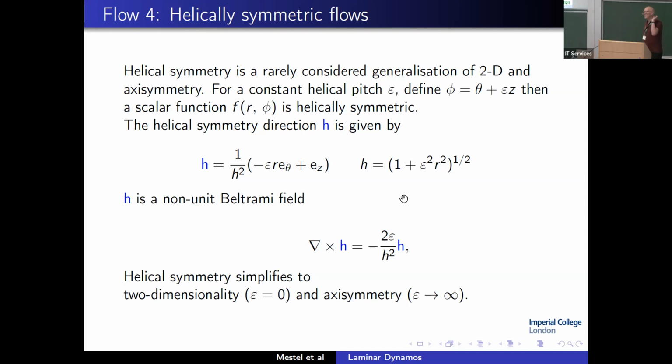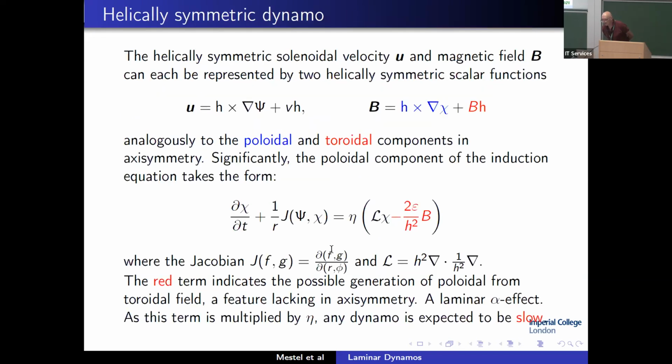Helical symmetry is only a little bit harder than axis symmetry, but I couldn't say it was exactly as easy. And the symmetry direction is given by this vector h. And what makes it interesting and difficult is the fact that h is a Beltrami field. If you take the curl of h, it's proportional to itself. And that has interesting effects, as we'll see. In particular, in a similar manner to axis symmetry, you can decompose a helically symmetric velocity field into 2 scalar functions. Psi and v are the velocity, chi and b are the magnetic field.